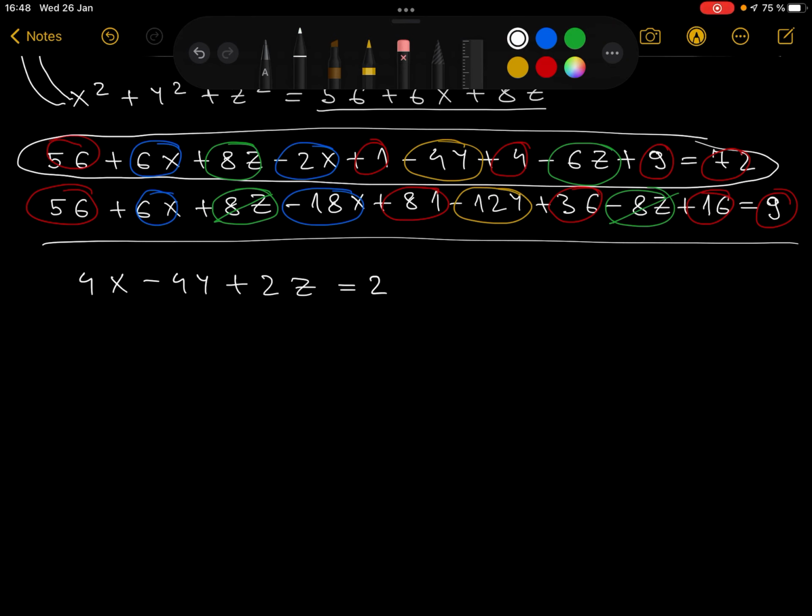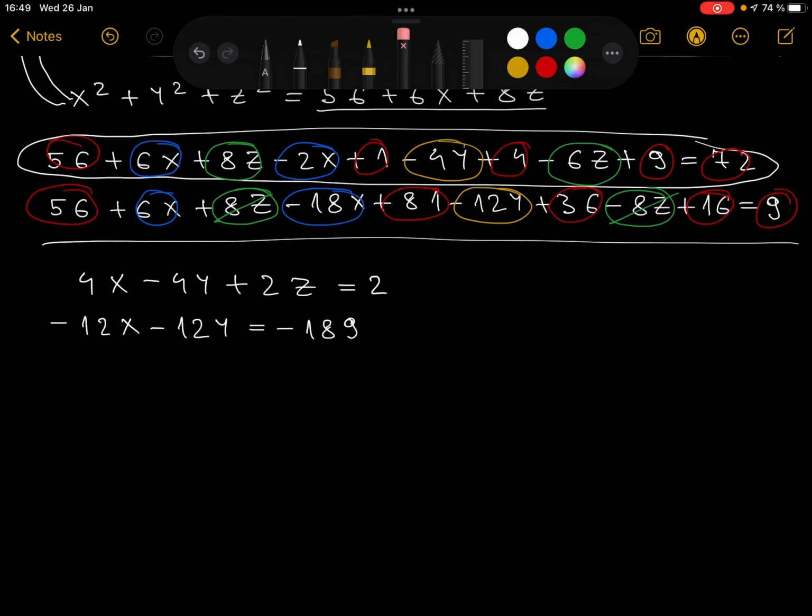and what we are left with is 6x minus 18x, which is the same as minus 12x, minus 12y is equal to, so 56 plus 81, which is 137, plus 36 plus 16, which is 189, and minus this 9 here, so that's going to be the same as negative 189.